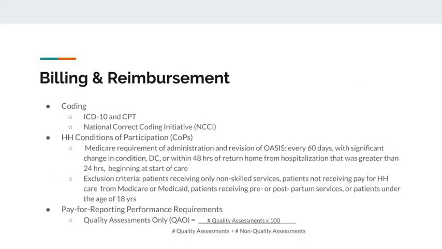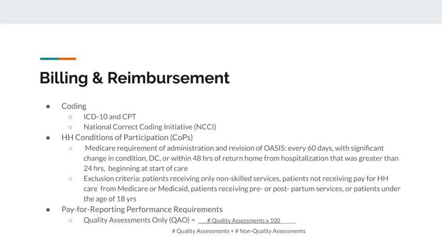As far as billing and reimbursement, you have the same codes that you typically use, your ICD-10 and your CPT codes. They also established a National Correct Coding Initiative, which was to help with mistakes that were being made for Medicare Part B. And then they also have home health conditions of participation, which are Medicare requirements of the administration and revision of the OASIS outcome measure. You have to do it every certain number of days, or with a significant change in condition, or discharge. Those are required to be reimbursed for Medicare.